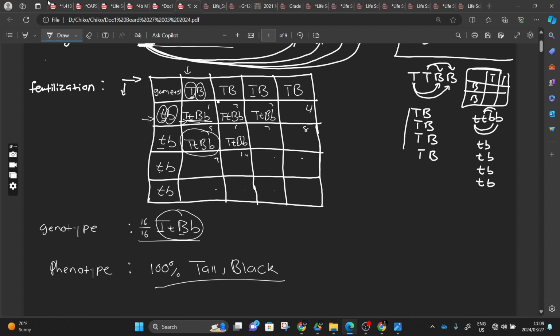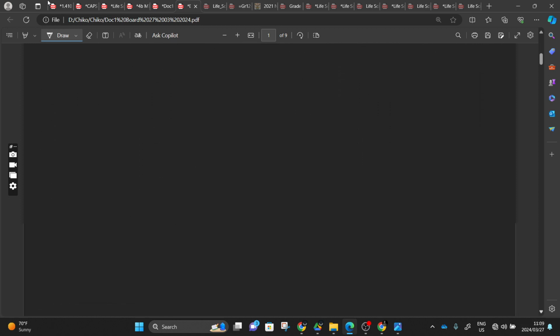So you see, 100%, when we have homozygous multiplied by homozygous, we are going to have 100%. Right? So let's go to another example where we don't have 100%.